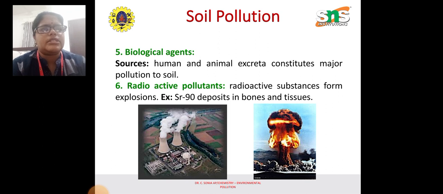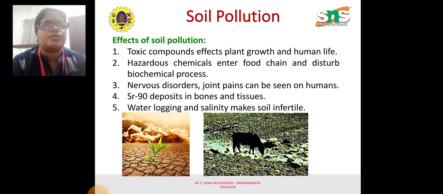Radioactive pollutants, radioactive substances from explosions. Example, strontium 90 deposits in bones and tissues. So when there is a leakage of radioactive materials, they go and deposit in the bones and tissues of humans, and also cause genetic deformation for future generations too.